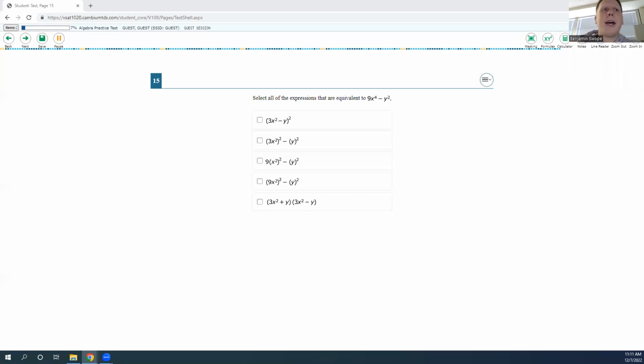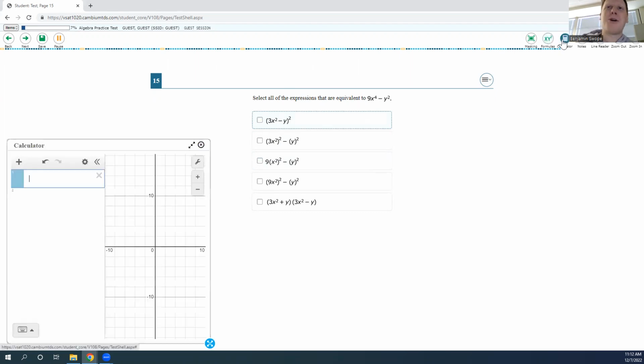All right, so up here, looking again at another question that you can use Desmos to help you with. They're asking you to select all of the expressions that are equivalent to 9x to the fourth minus y squared. So we want to see which one of these choices are the same. And honestly, looking at this question, this is not a very simple question just to be able to look and be like, oh yeah, I think these two answers are the same. You're going to want to use Desmos.